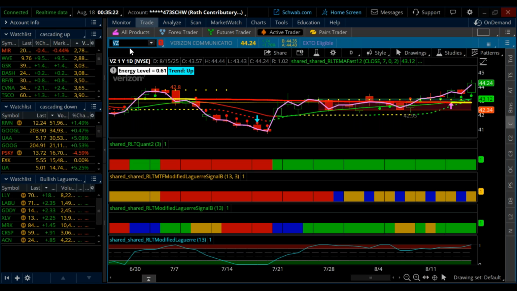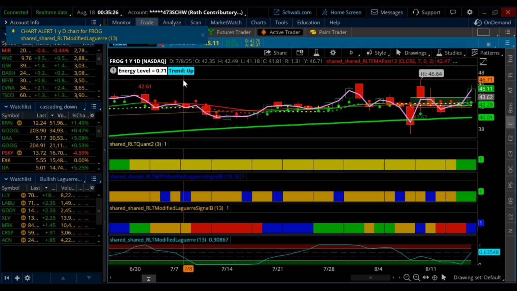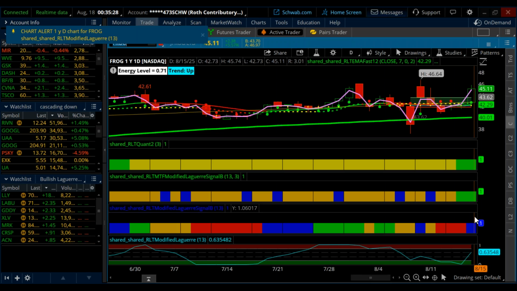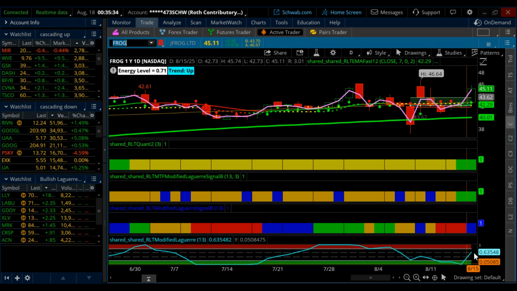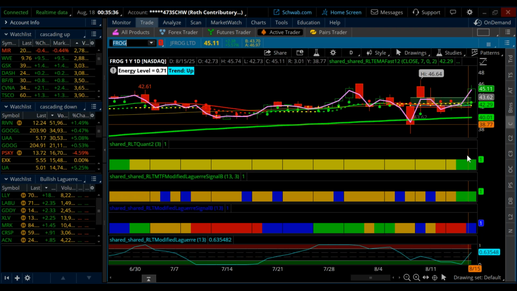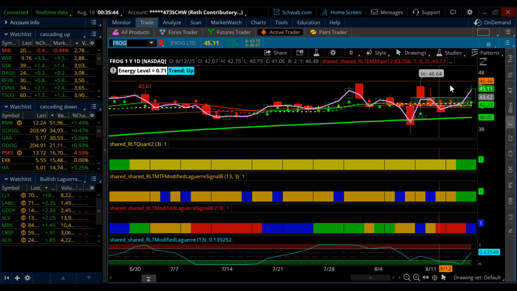Let me take one more look at the long side. This is FROG. How's FROG look? Well, FROG looks pretty good. We just went from red selling to blue buying. And see how that nice momentum is moving up pretty nicely? It's popping up here. I've got a green trend. I've got a green multi-time frame momentum. That looks pretty nice on FROG. So all things being equal, I like that.